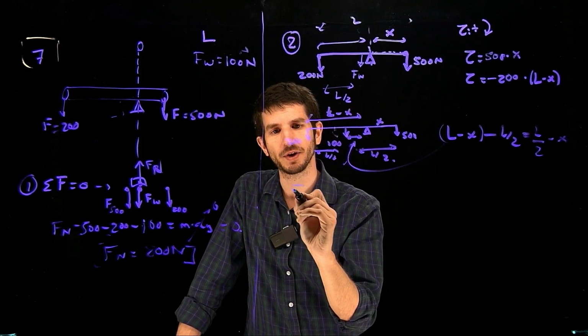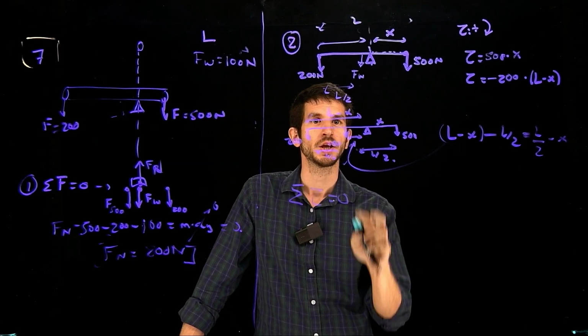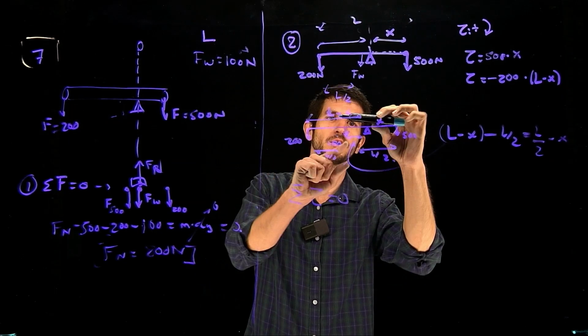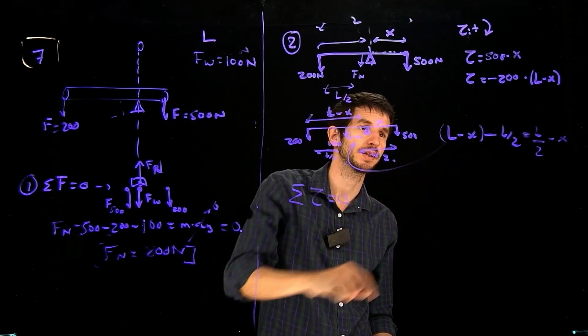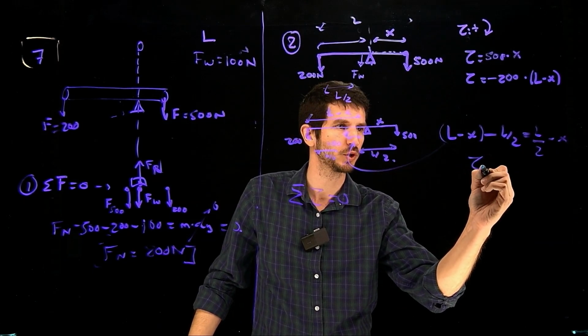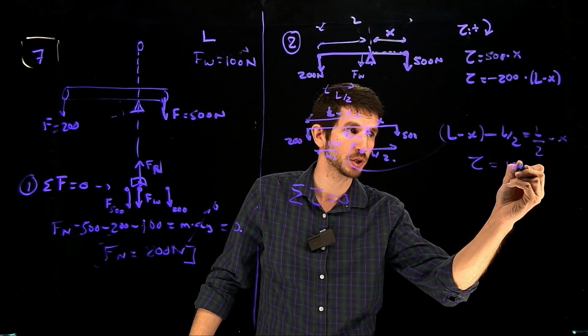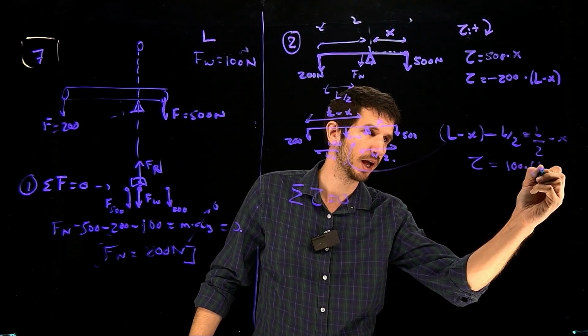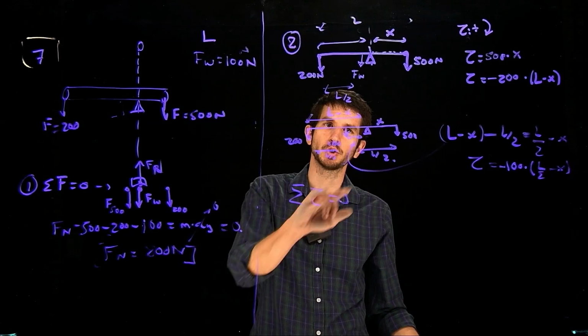And then I can just do finally that the sum of all the torques needs to be 0. And again, careful with the signs. If I pull here, where is this thing going to rotate? It's going to rotate towards there. So according to my sign, that should be negative. Okay, so that's going to produce a torque which is going to be 100 newtons times half L minus x, but with a minus. I've chosen to put that thing there.